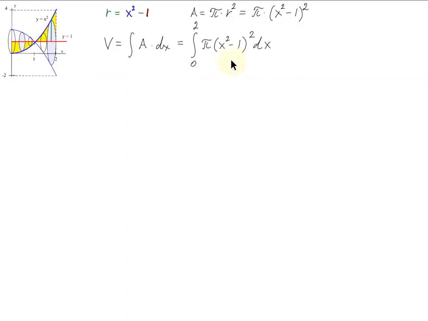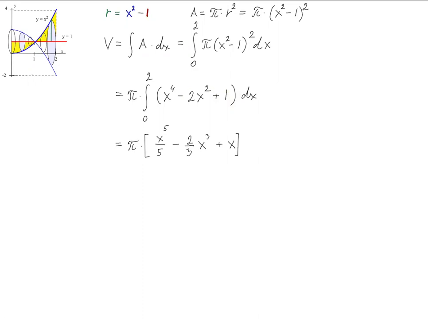And let's simplify. What we can do, we can factor pi out of the integral sign. It's a constant. And then we can use algebra to expand the parentheses squared expression. Okay, now we are ready to integrate. We have to integrate 3 terms, and all of them might be considered as power functions. So it's easy to integrate: the integral of x to the 4th is x to the 5th divided by 5, the integral of 2x squared is 2/3 x cubed, the integral of 1 is just x. Okay, we're done with the integration.